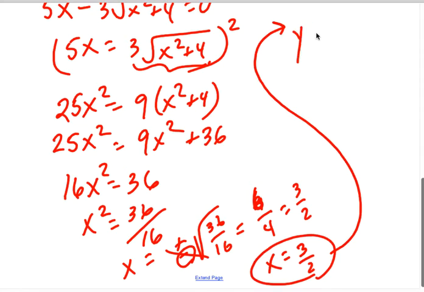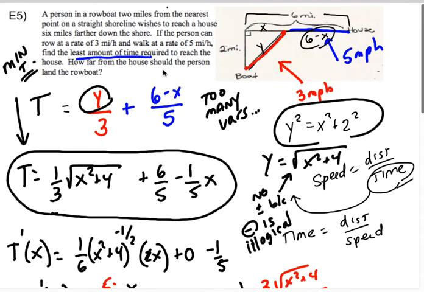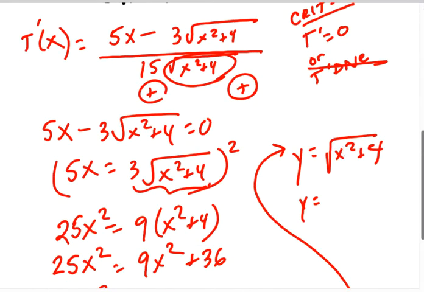I know that y is the square root of x squared plus 4. So my y is going to, oh, let's double check what I was asked first. How far from the house should the person land the rowboat? Oh, hey, I don't need y. How far from the house? Well, how far from the house is 6 minus x. So I don't need y.